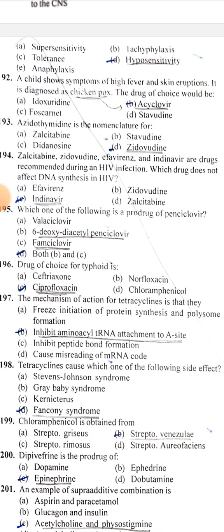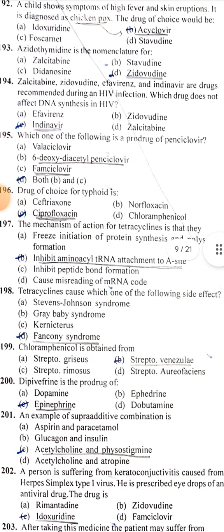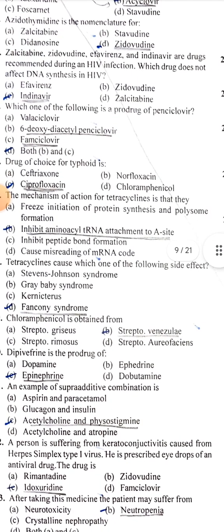Both 6-deoxydiacetyl penciclovir and famciclovir. Drug of choice for typhoid is ciprofloxacin. The mechanism of action for tetracycline is that they inhibit aminoacyl transfer RNA attachment to the A site.